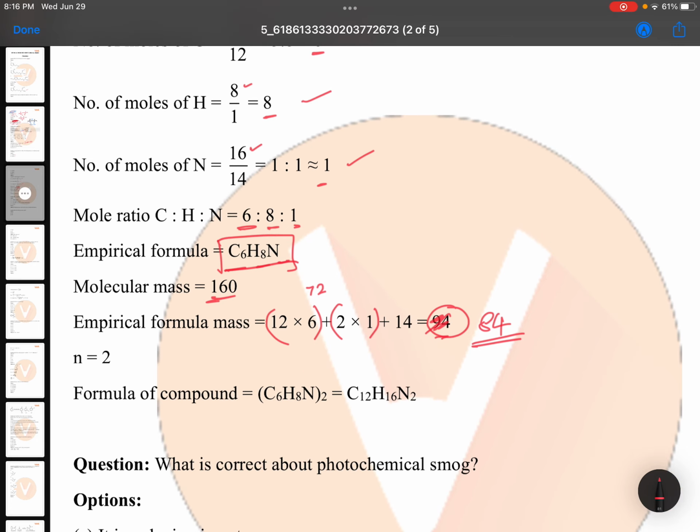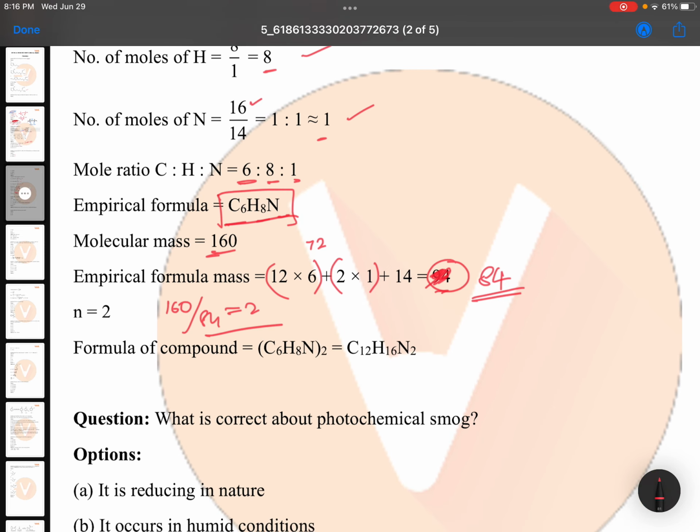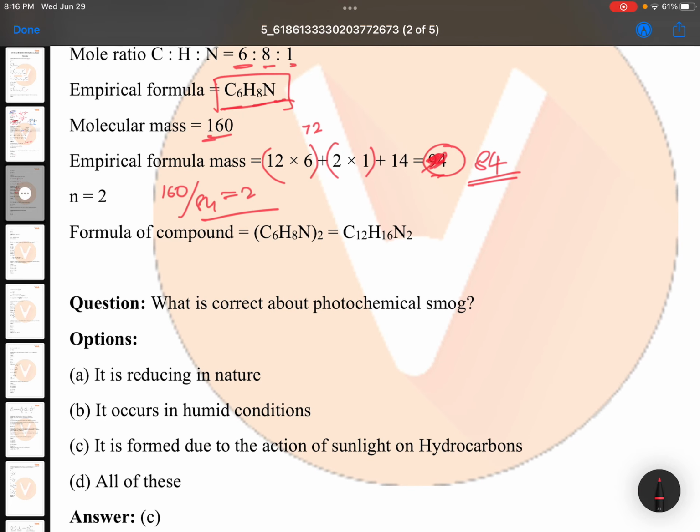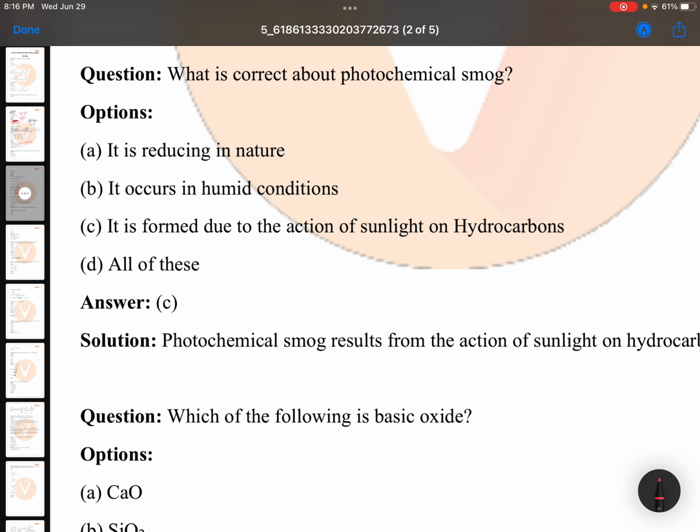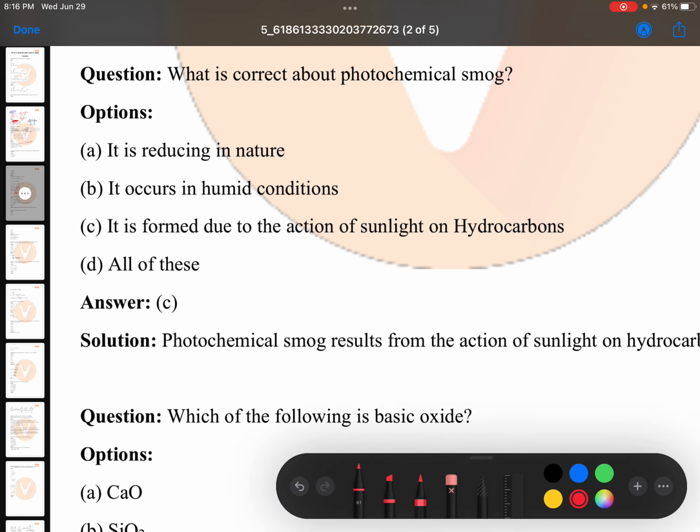So 160 by 84 is 2. Sorry for this mistake. It is not 94, this is 84. Thank you, Vedanta, for providing these papers. Small corrections, okay, we can accept this one. You may have to accept, okay. That's a simple question, that's an easy question.